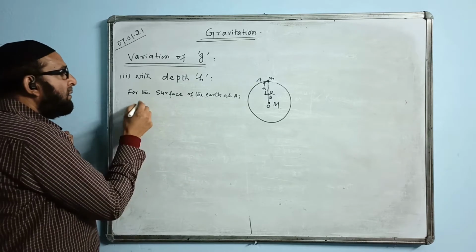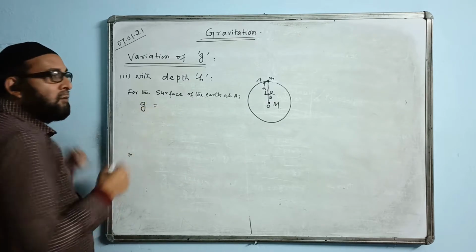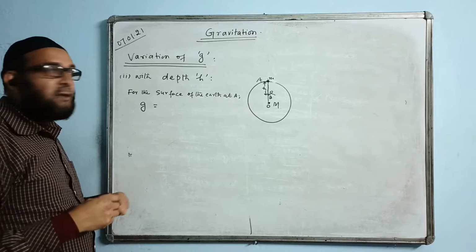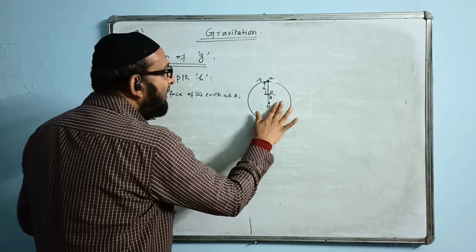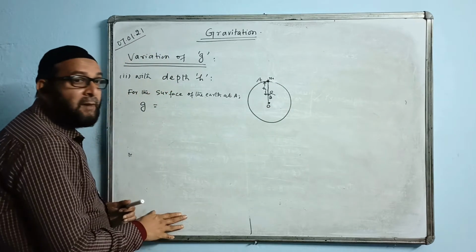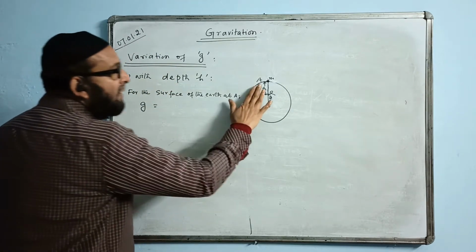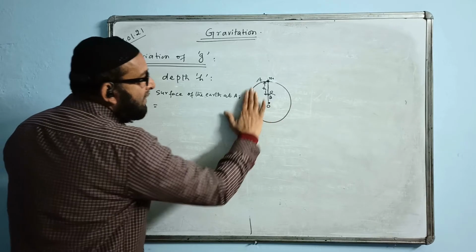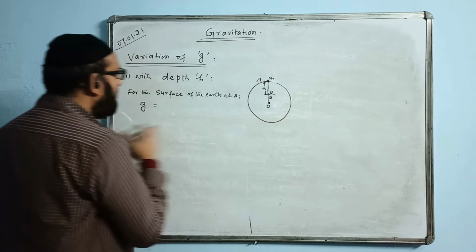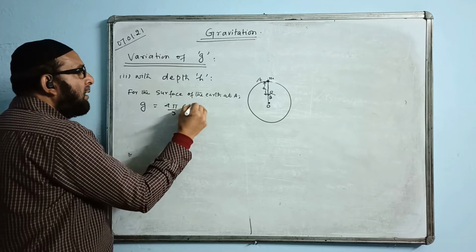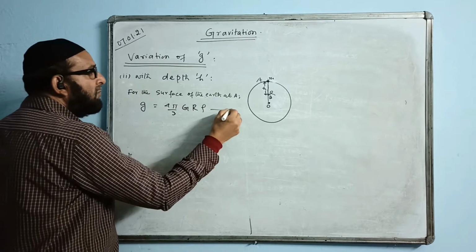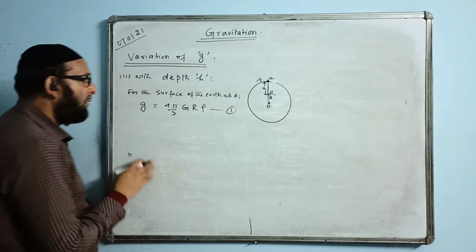For the surface of the earth, we write the formula g is equal to GM by R square. But here, depth wise, we will be taking the formula in terms of density, not in terms of mass, because inside, mass will not be constant, whereas density will be the mean density everywhere. So we write g is equal to 4 pi by 3 G R rho. In terms of density, we have equation 1.